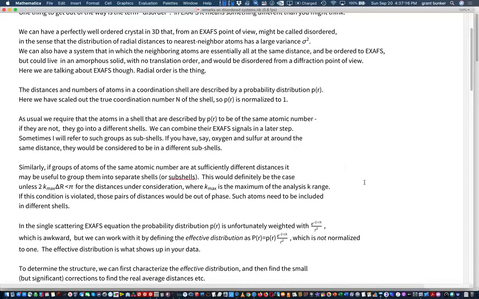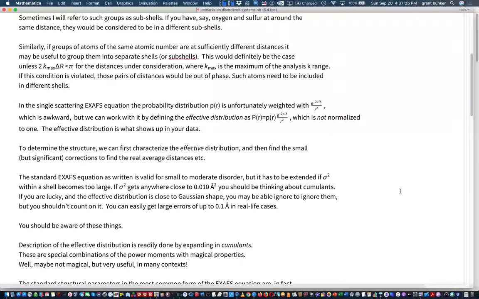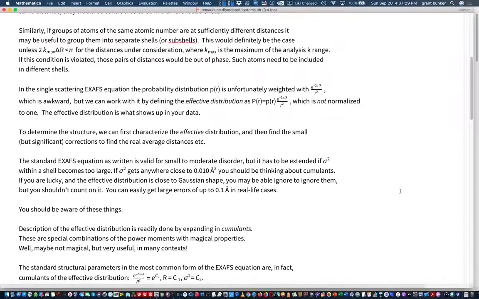We use the single scattering EXAFS equation, and that's what all of this is referring to that I'm going to be talking about, at least. The relevant parameter there, instead of path length, is the distance to the atoms in the shell, and that's the R that I'm talking about.